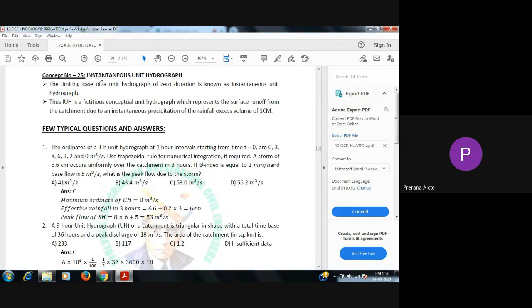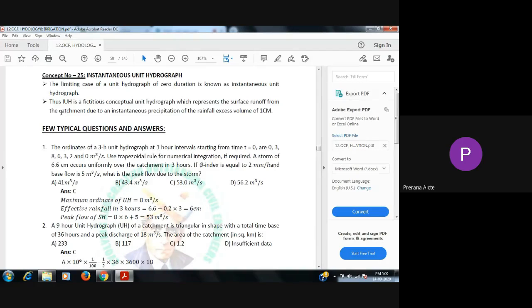So now, the instantaneous unit hydrograph. What does instantaneous mean? For example, the limiting case of a unit hydrograph of zero duration is known as the instantaneous unit hydrograph. Say the following hydrograph is having zero duration, or the following hydrograph is applicable for zero duration: A, unit hydrograph, B, synthetic unit hydrograph, C, instantaneous unit hydrograph, D, none of the above. So zero duration is meant for the instantaneous unit hydrograph.